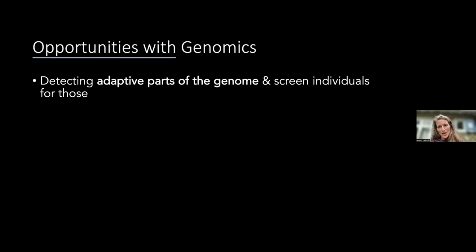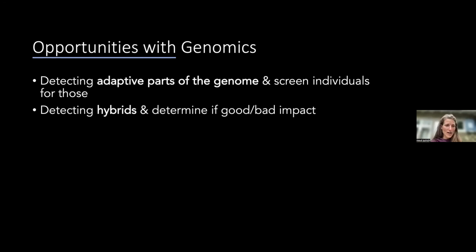This is really not an exhaustive list. It's just some things that we as researchers are starting to see evolve. For example, when you have a population that is endangered, what is really important is that you can now detect adaptive parts of the genome and screen for individuals who are more adapted to the conditions that the ecosystem is experiencing. We are also more likely to detect hybrids and determine if they have a good impact, and so if there can be an opportunity for genetic rescue, for example, or if they have a bad impact and then they should be removed from the environment.